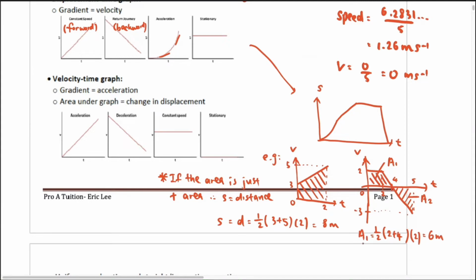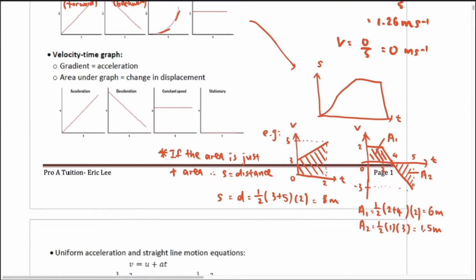But for area 2, 1 over 2, triangle, 1, 3. So the area is 1.5. But remember, this is negative area. But of course, when I count, I don't include the negative. So area is normally taking positive value.